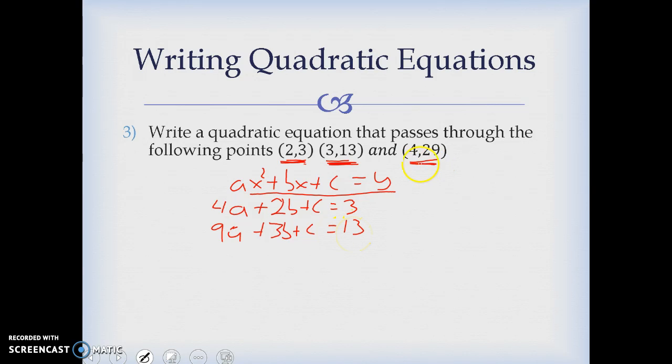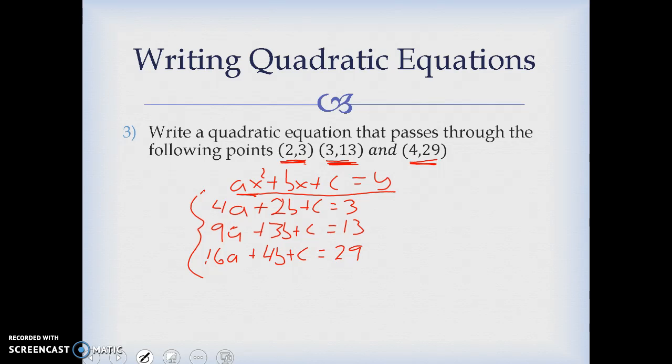And if I do the same thing with the last point over here, I'm going to have the x, which is 4. So it's a times 4 squared, which is 16. I'm going to write it as 16a plus b times 4. Well, I'm going to write that as 4b plus c equals 29. So you see what we have here is a system of equations. And we could solve that system of equations really now 3 different ways. We can use substitution, we could use elimination, and we can use matrices.